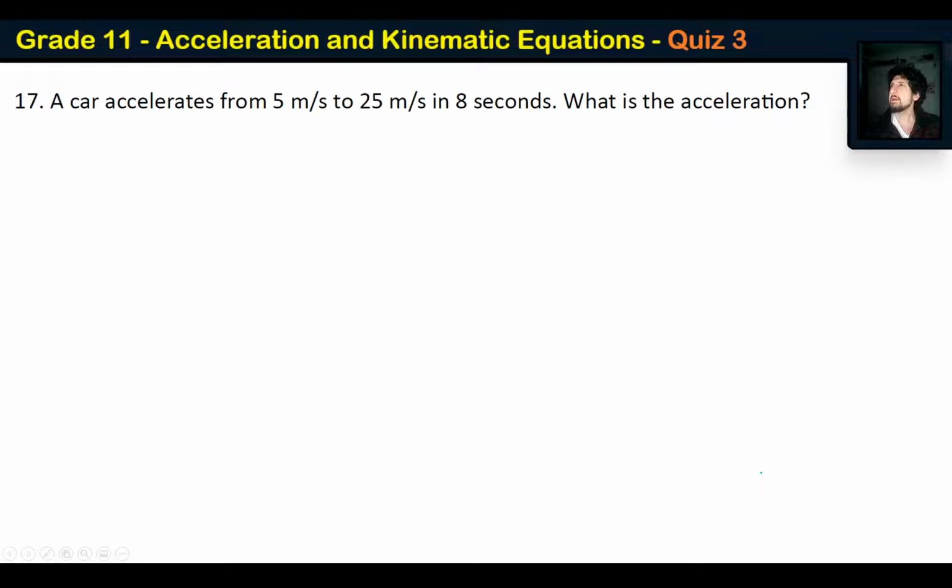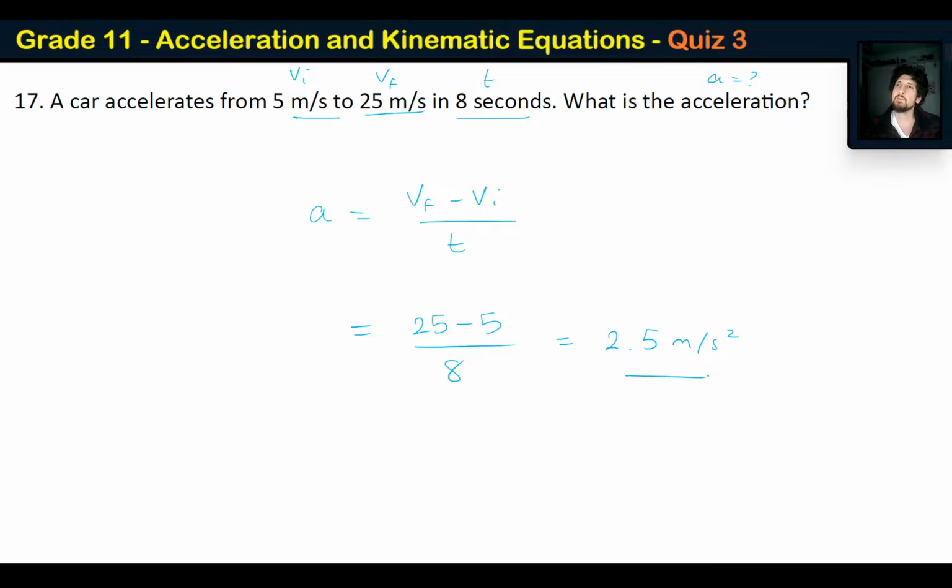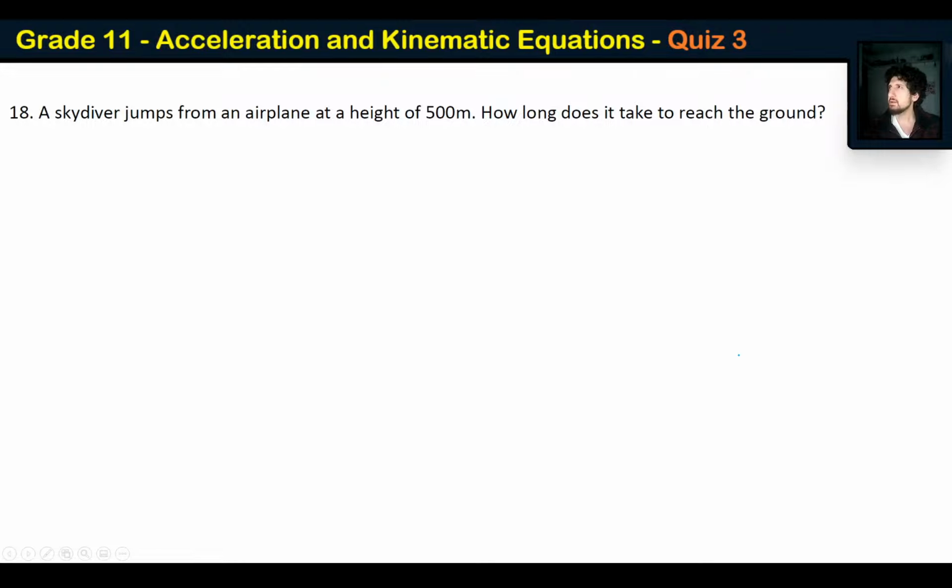Moving on, a car accelerates from 5 meters per second to 25 meters per second. So that's the initial velocity VI, and that's VF in 8 seconds time. What is the acceleration? Okay, so hopefully you find these quite easy now. Acceleration is equal to VF minus VI all over t, which is going to be 25 minus 5 all over 8. So that's 20 divided by 8, which is 2.5 meters per second squared. Okay, 3 questions to go.